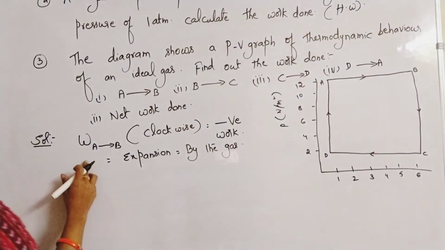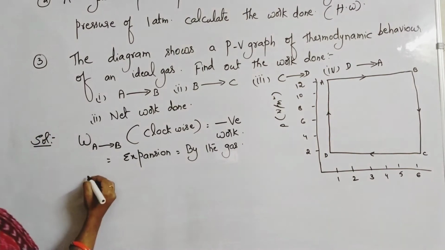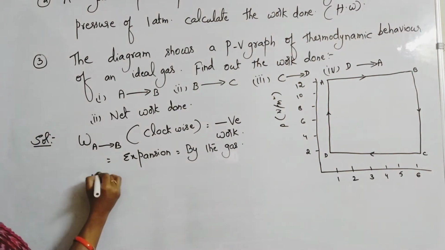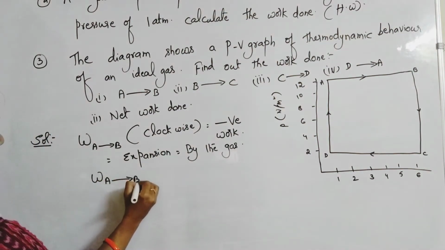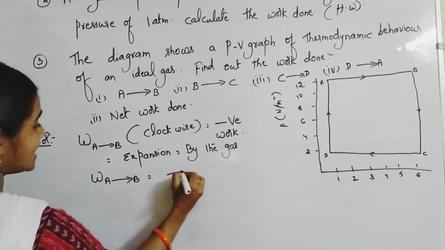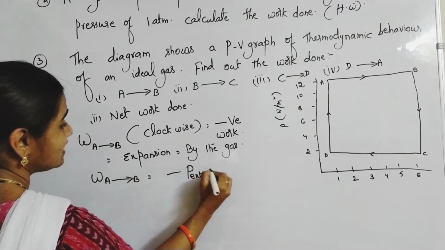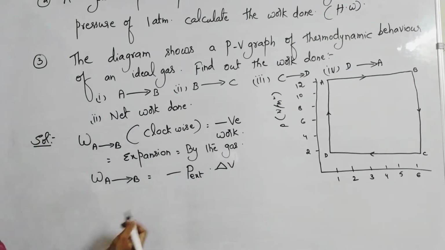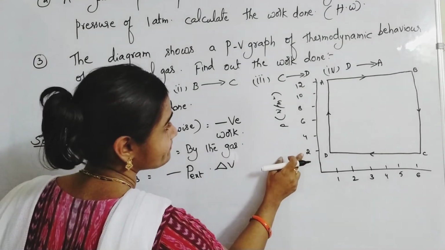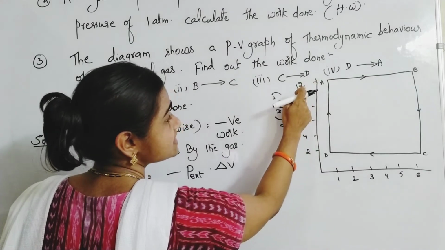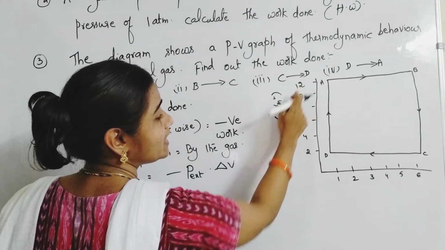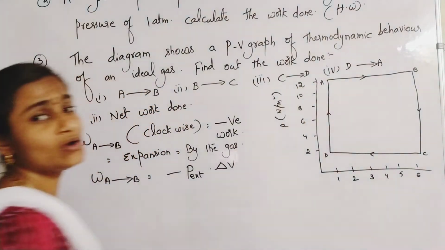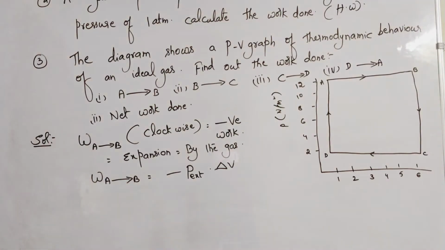Okay, so again same formula you will be applying, P external into delta V. So W of A to B is equal to what? Minus P external into delta V. Okay, here what is the pressure value? A to B, pressure is at 12 Newton per meter square. Okay, it's not given in atmospheres.